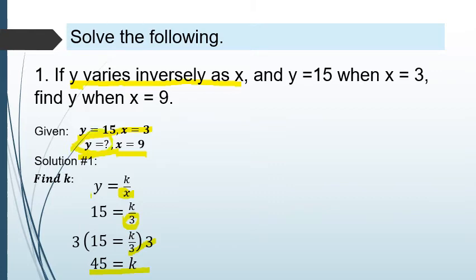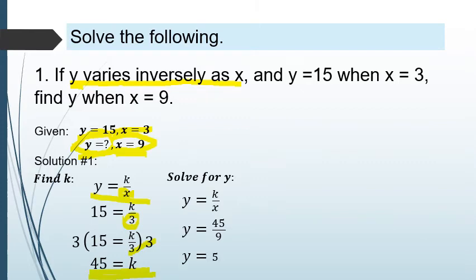Balik tayo dito sa equation. To solve for y, gamitin ulit natin ang equation na y equals k over x. Ngayon, palitan natin ang x ng 9 at ang k naman ng 45. Magkakaroon tayo ng y equals 45 over 9. So, 45 divided by 9, the answer is 5. Ibig sabihin, when the value of x is 9, y is equal to 5.